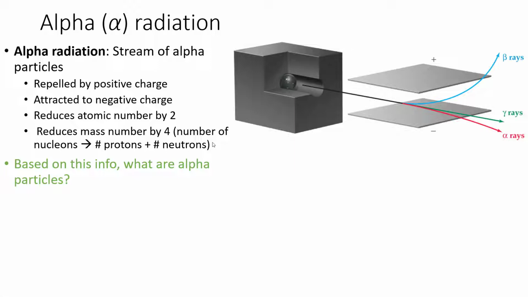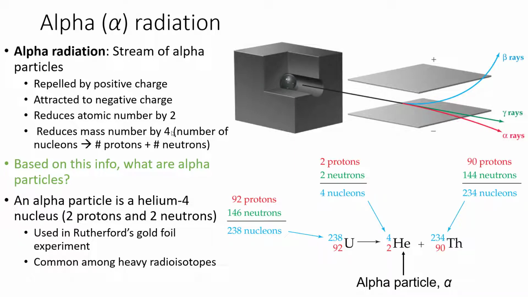So based on this information, what would an alpha particle be? It has an atomic number of 2, so that means there are 2 protons, and it reduces the mass number by 4, so that would mean 2 protons plus 2 neutrons. It has a positive charge, meaning that it's repelled by positive and attracted to negative. So you have 2 protons and 2 neutrons. That's actually an alpha particle, which is a helium nucleus. Alpha radiation is what Rutherford used in his gold foil experiment. And this is called a heavy radioisotope.